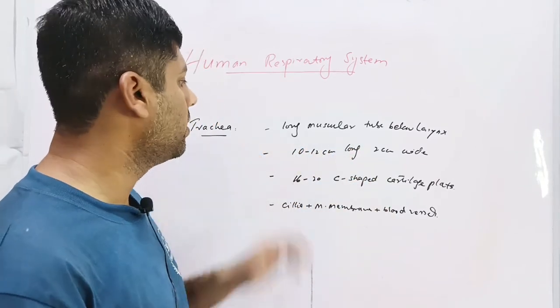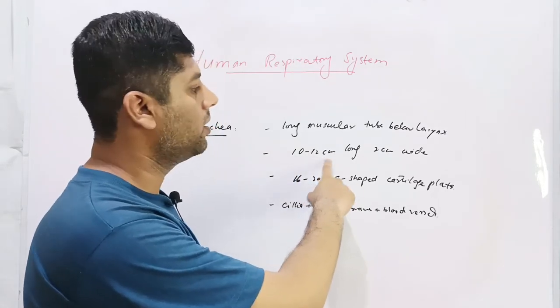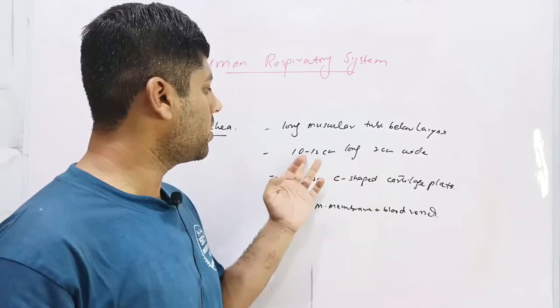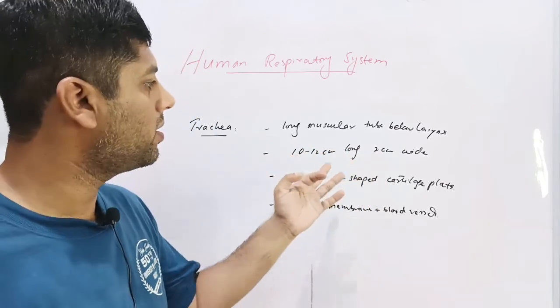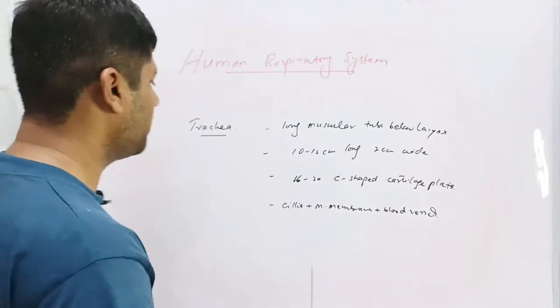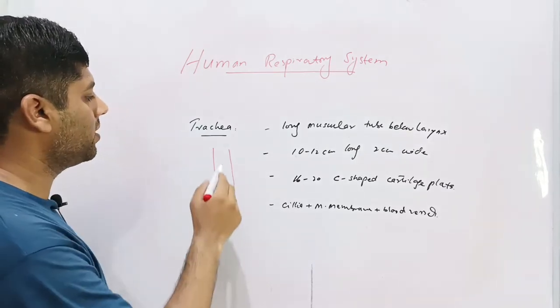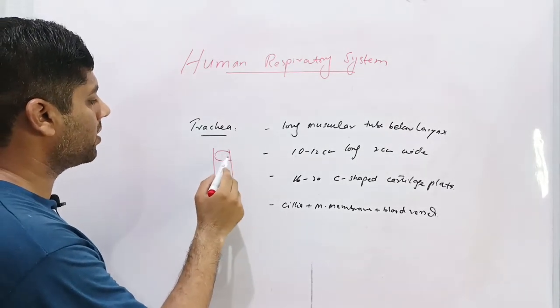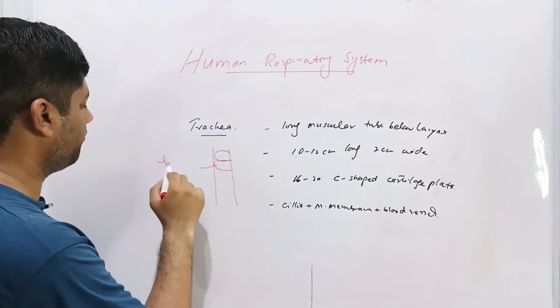is called the trachea. It has a length of 10 to 12 cm in an average human adult and 2 cm width. 10 to 12 centimeters may be up to 4 inches. So 4 inches is the length of the trachea and 2 centimeters is the width. The trachea is made up of cartilaginous plates. Again, these cartilaginous plates are provided by nature to prevent the collapse of the trachea. These cartilaginous plates are C-shaped or horseshoe-shaped.